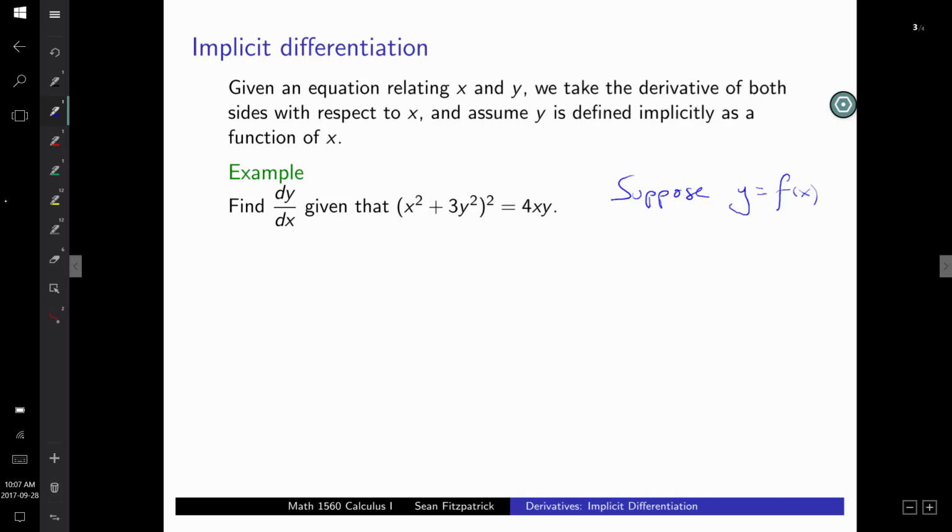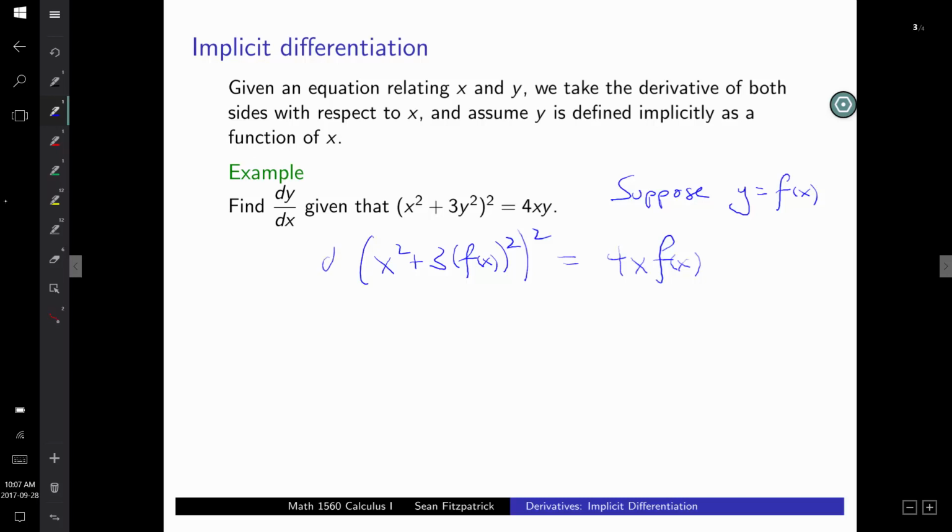So this tells me that what I have here is x squared plus 3 times f of x, that's squared. Let's fix that. f of x is being squared, right? y is equal to f of x. I see a y squared there, and then this whole thing is squared. And then I have 4x times f of x, right?